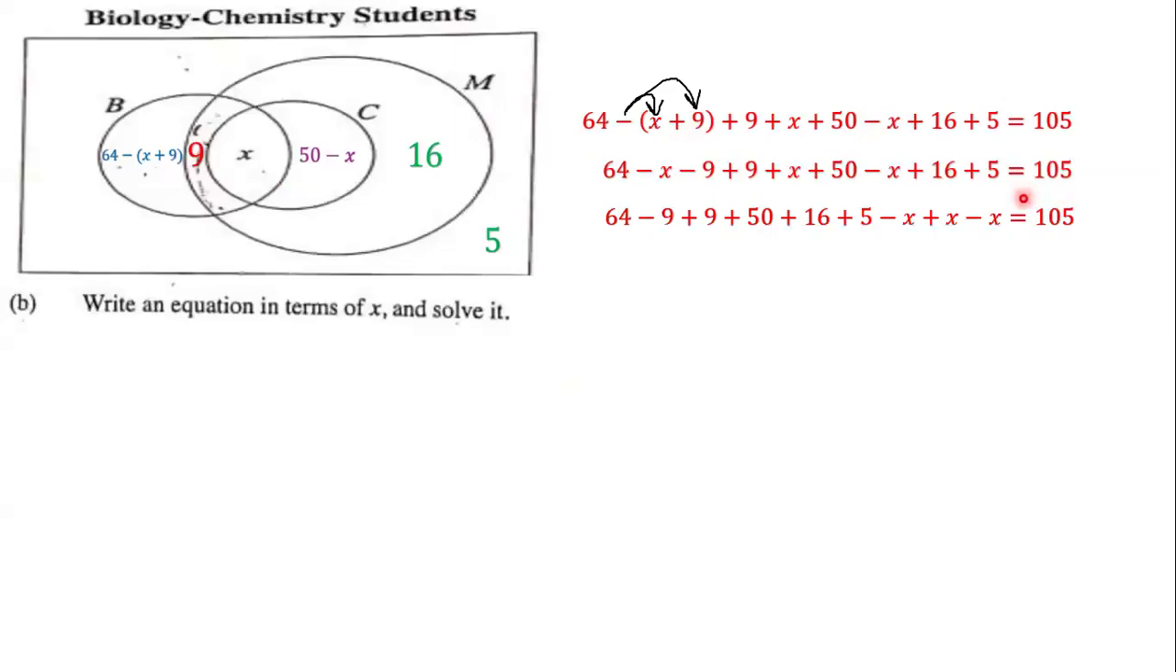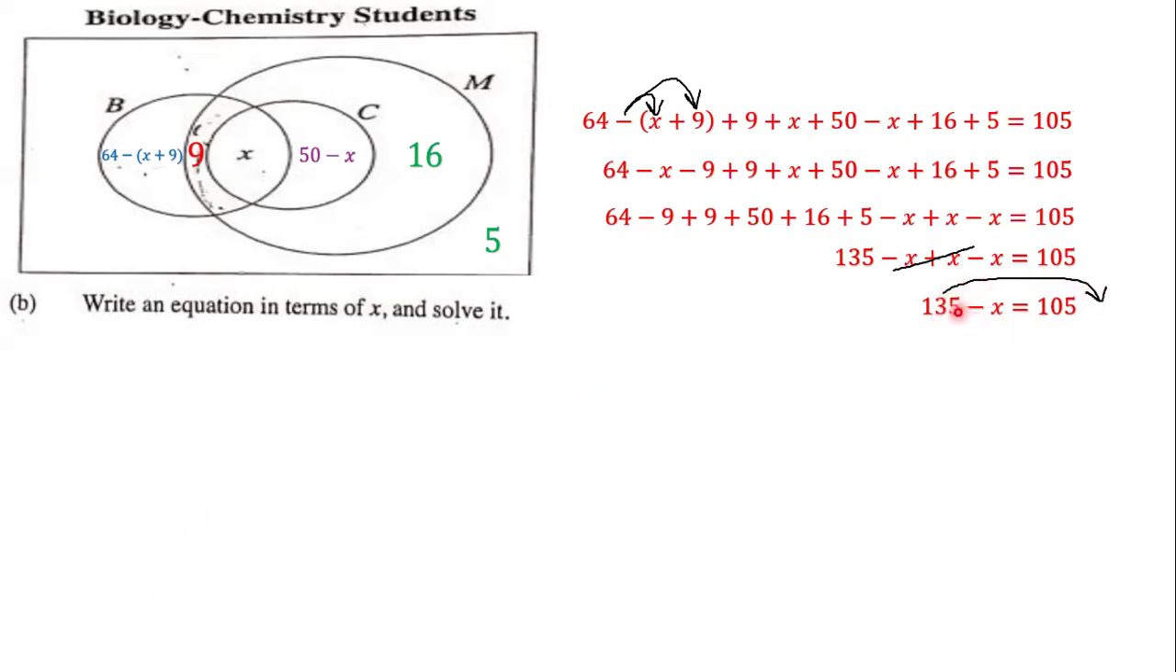Next, we group our like terms. So we put all of the numbers together and we put all of the X's together. Next, we perform the operations between the numbers. So 64 minus 9 plus 9 plus 50 plus 16 plus 5, and all of that gives us 135. And we still have the X's right here. Next, negative X plus X, those two cancel with each other because that gives us a 0. And so we are just left with negative X. So we have 135 minus X is equal to 105. We take the 135 and we send it over the equal sign.